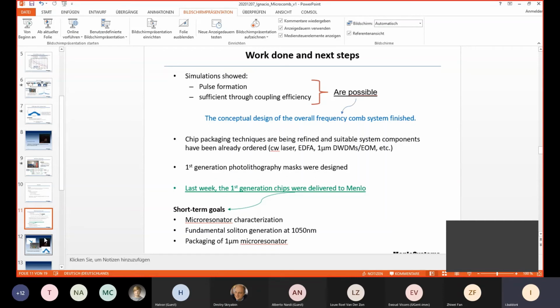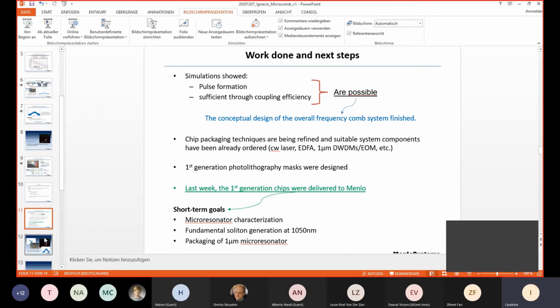So far, alongside EPFL, we have made some simulations to prove that pulse formation and sufficient through-coupling efficiency are possible. With all this, we could finish the entire conceptual design of the project. The photolithography masks were designed and the chips were fabricated, we improved our chip packaging techniques, and we bought all the equipment that we need to go on with this project. And in particular, last week we got the first generation chips.